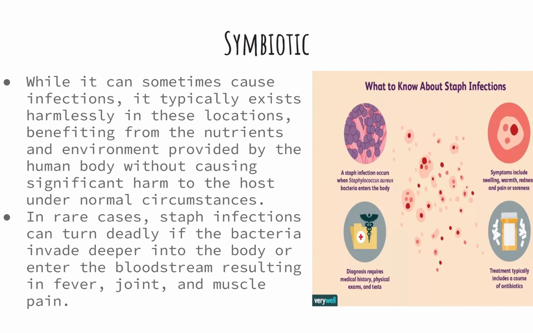As for the symbiotic relationship, as you can see by the illustration on the right side of the PowerPoint, it exists typically on the skin. It's the most common place. Typically, it can be treated by antibiotics. But there are some rare cases, such as a staph infection, that can turn deadly if the bacteria invades deeper into the body or enters the bloodstream, resulting in fever, joint, and muscle pain.